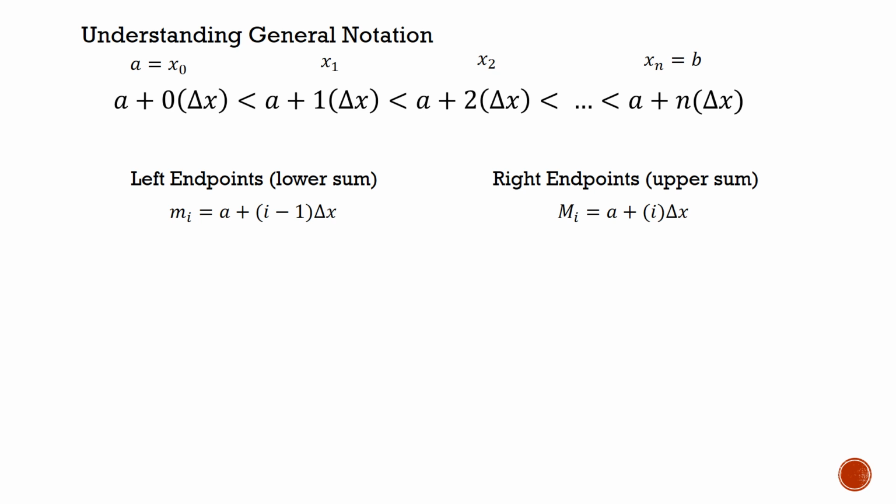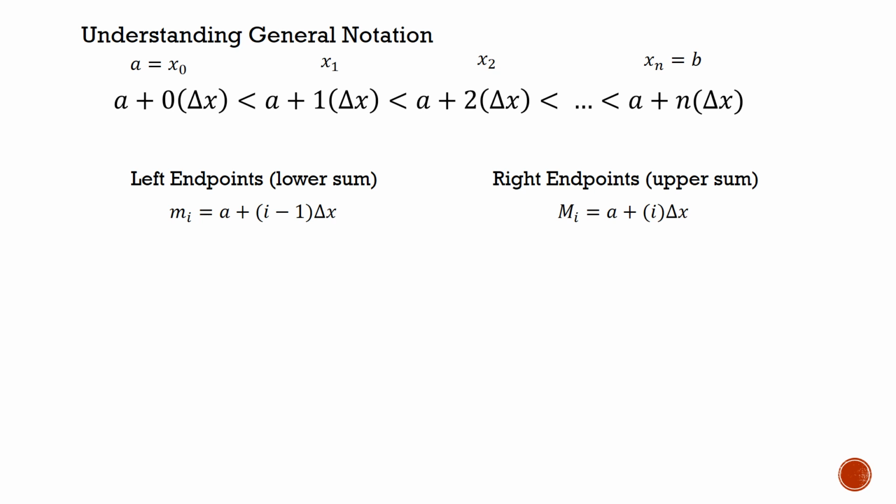What is really important here is the left endpoints of the rectangle, which we also know as the lower sum. There's a specific formula for little m sub I, which is a plus I minus 1 times delta x. Now I'm introducing the I variable here, so I want you to think back at those 4 that I taught you for summation notation. Now we're going to start using the summation notation formulas to be able to find the area underneath the curve using the limit process.